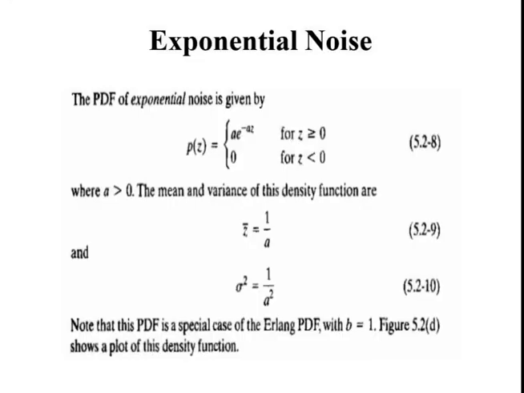Then the next type is exponential noise. The PDF of exponential noise is given by the formula p of z equal to a e raised to minus a z for z greater than or equal to 0, and p of z equal to 0 for z less than 0, where a is greater than 0.